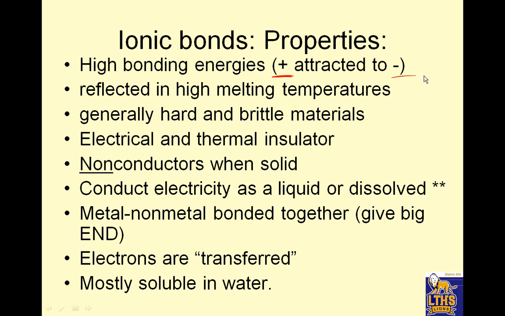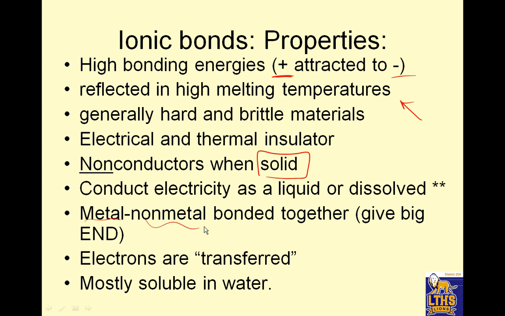Anyway, so what happens? Most ionic compounds have high melting points. Generally they're hard, brittle materials. They are good electrical and thermal insulators, meaning they don't conduct electricity when they're solids. Thermal and electrical insulators means heat doesn't really go through them very well, and electricity doesn't go through them when they're solid. Keyword, when they're solid. No conducting when they're solid. But if you melt them or dissolve them in water, they will conduct electricity, and that's one key to know when you're talking about an ionic compound.